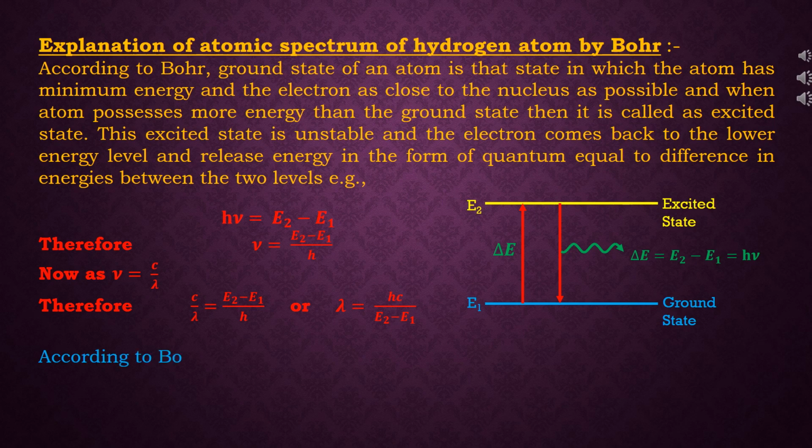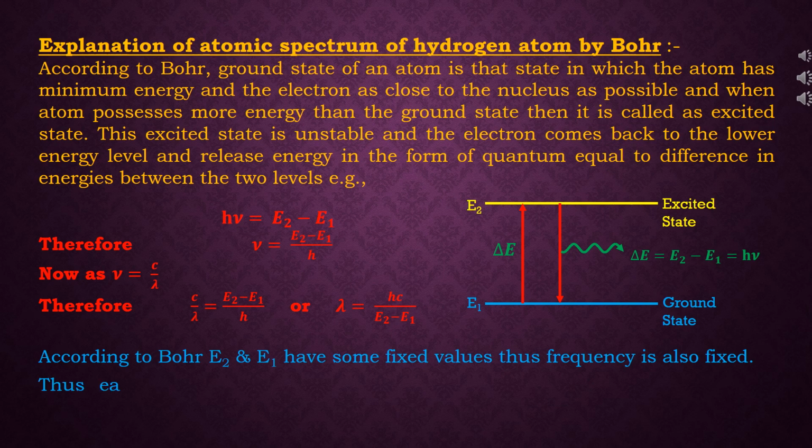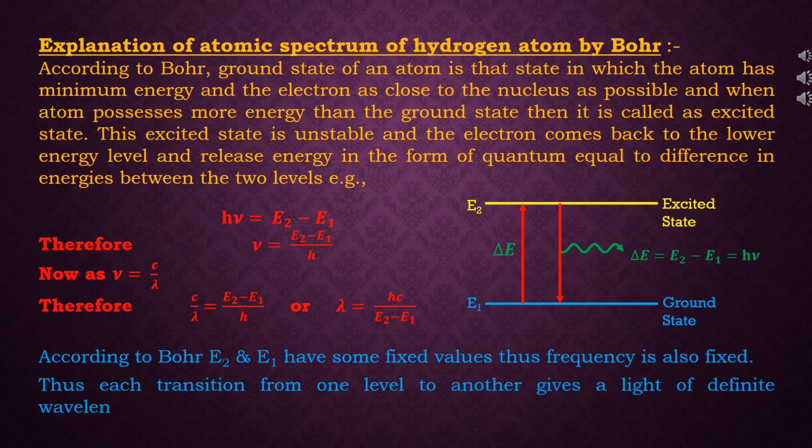According to Bohr, E2 and E1 have some fixed values, thus the energy is also fixed. As we know, frequency is related to wavelength, so that means the wavelength of these transitions is also fixed. Thus, each transition from one level to another gives a light of definite wavelength, which is observed as a line in the spectrum of hydrogen atom.